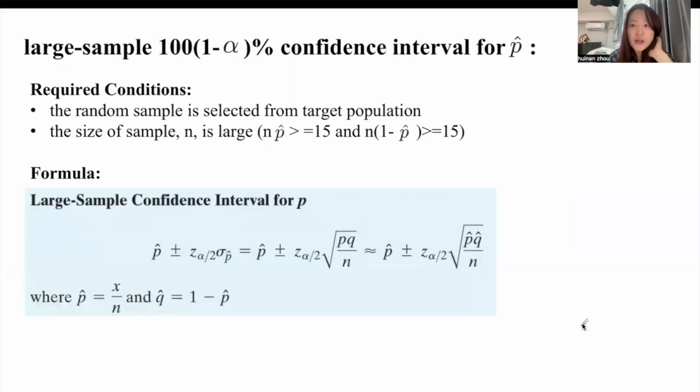So for the last category, it is a large sample for p hat. The required conditions: the first one is all the same, that the random sample is selected from the target population. And the second one is that the size of the sample n is large enough. But for this situation, we have 2 formulas to check if n is large enough. The first one is n multiplied by p hat is greater than or equal to 15.